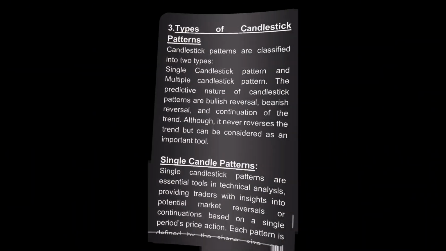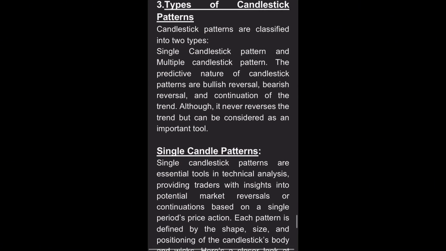Now, this leads us to types of candlestick patterns. Candlestick patterns are classified into two types: single candlestick patterns and multiple candlestick patterns. The predictive nature of candlestick patterns is bullish reversal, bearish reversal, and continuation of the trend. Although it never reverses the trend itself, it can be considered an important tool.